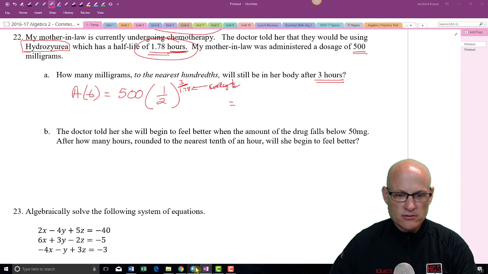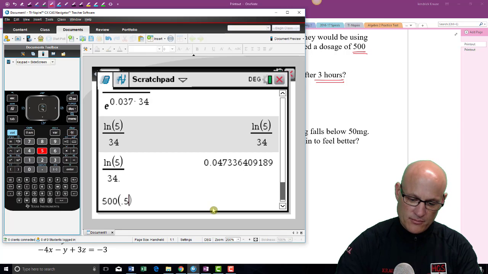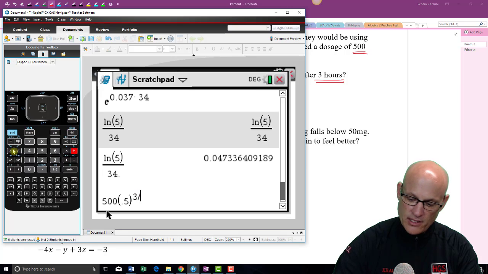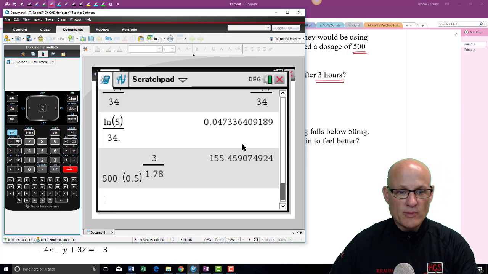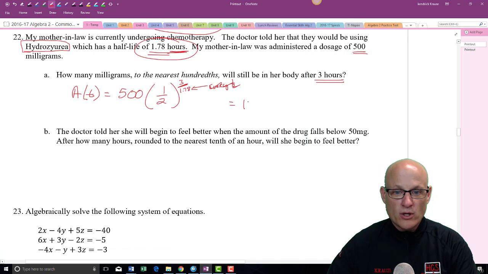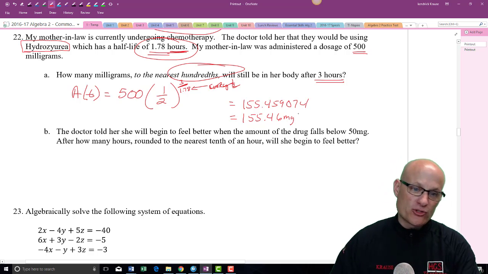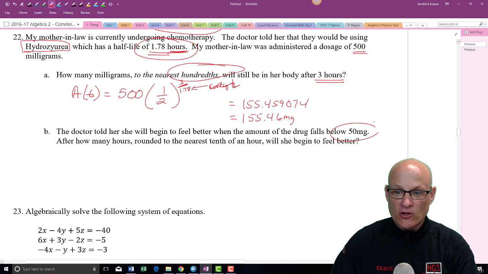Come over to my calculator. 500, parenthesis, a half, parenthesis, raised to the 3 divided by 1.78. Make sure it looks right. It'll fix it for you. 155.459074. Now we want to round it to the nearest hundredth, so it's equal to 155.46 milligrams.